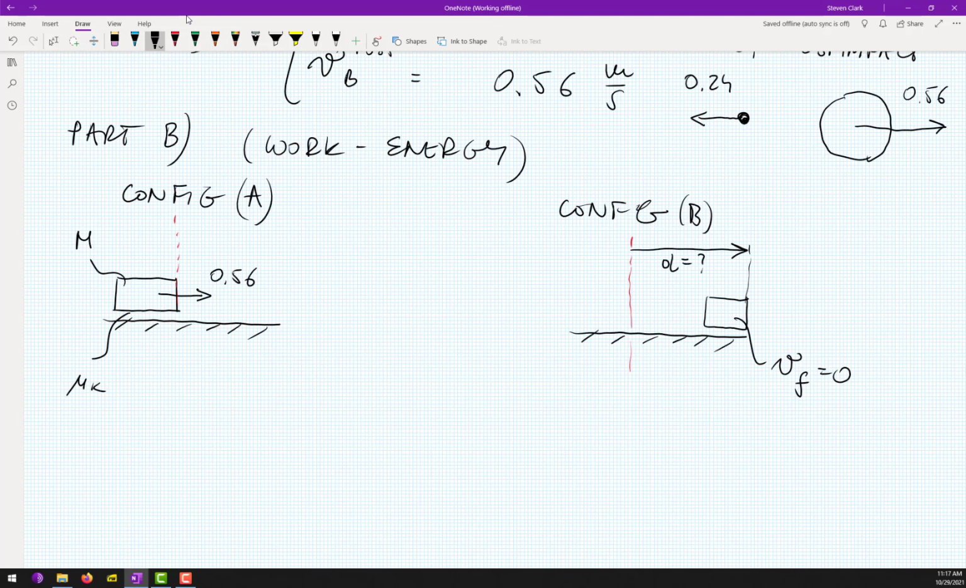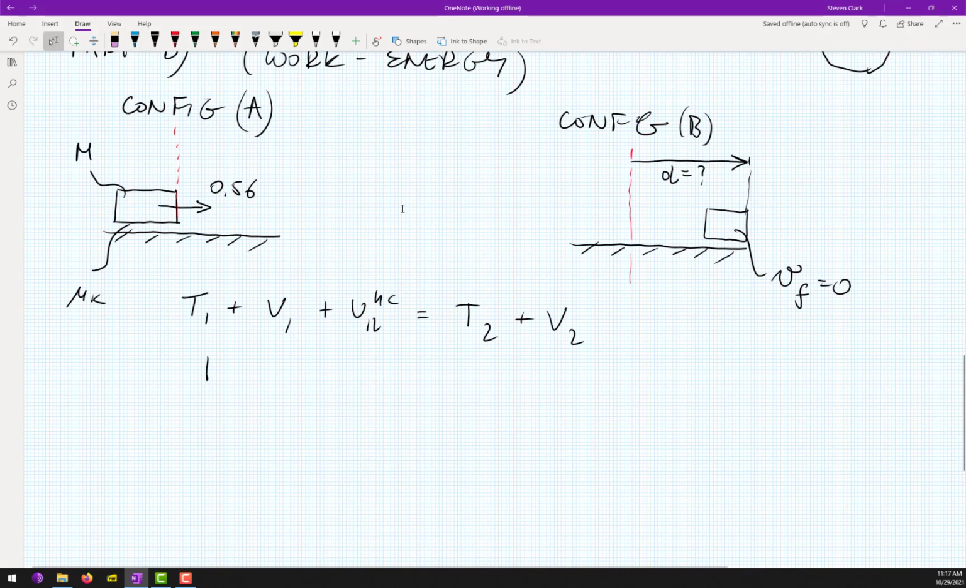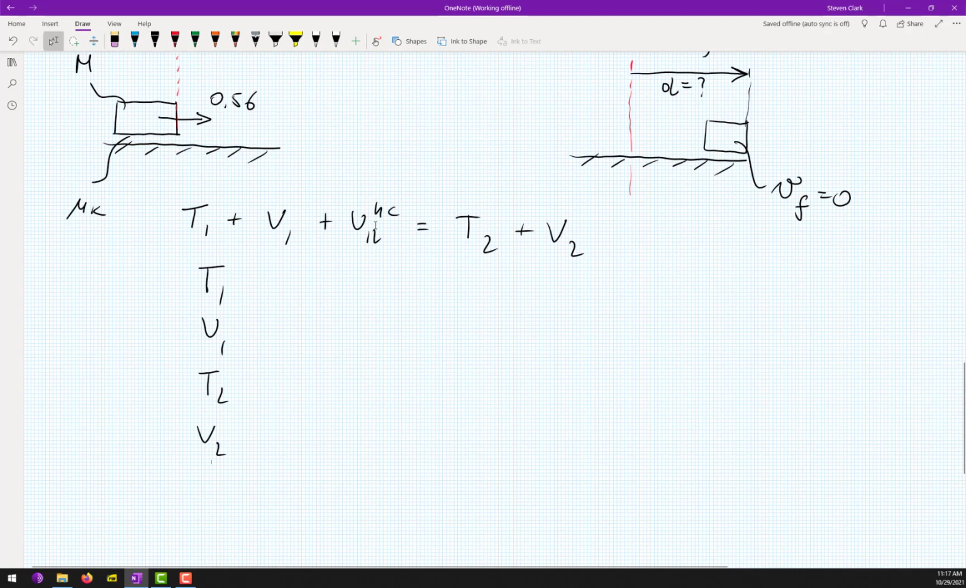Yeah, this is what they ask us to find. Okay, so we are done with our beautiful drawings. Let's do T1 plus V1 plus U12 non-conservative equals T2 plus V2, and let's find these 5 guys: T1, V1, T2, V2, U12 non-conservative.